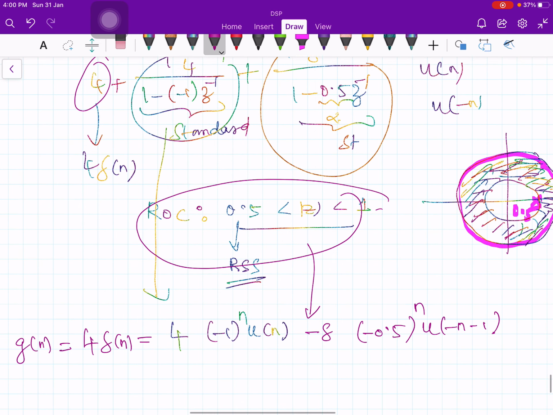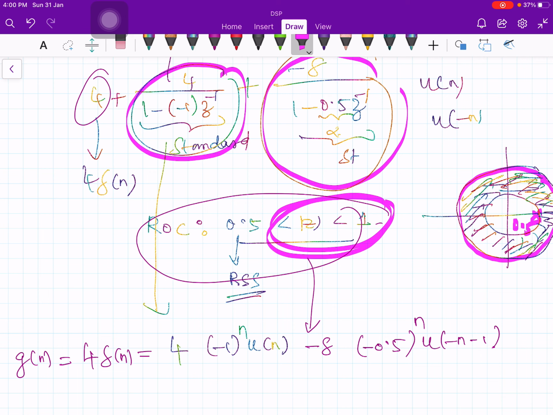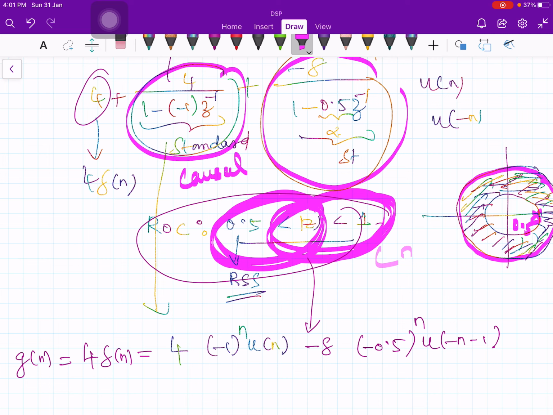So this part will give you an anti-causal sequence, because mod of z is less than 1, and this will give you a right sided sequence, or causal sequence, because mod of z is greater than 0.5 here. Therefore mod of z greater than 0.5 indicates a right sided sequence, and mod of z less than 1 indicates a left sided sequence.